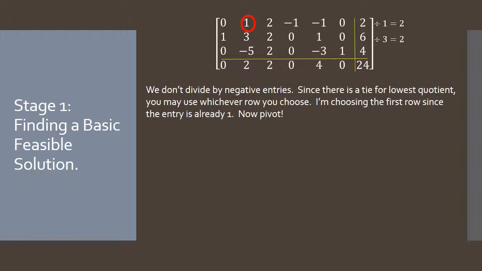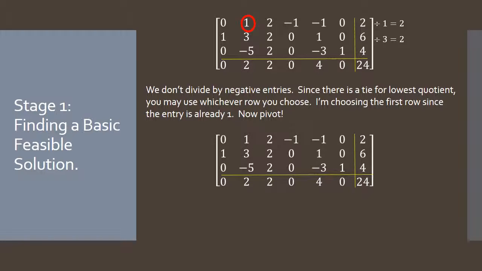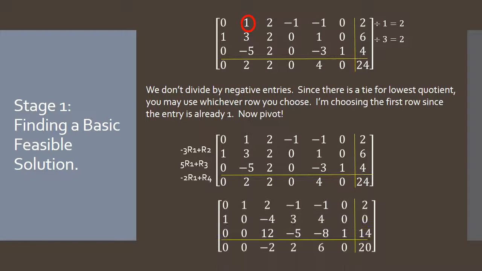So I'm going to use the 1 as my pivot. And I'm going to be multiplying row 1 times -3 and adding it to row 2. I'm going to multiply row 1 times 5 and add it to row 3. And I'm going to multiply -2 times row 1 and add it to row 4. And looking at my basic variables, I can see that I do now have what's called a basic feasible solution. I'm not done. I have completed stage 1. Now I need to complete stage 2.